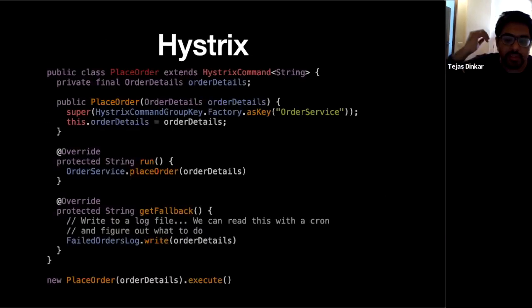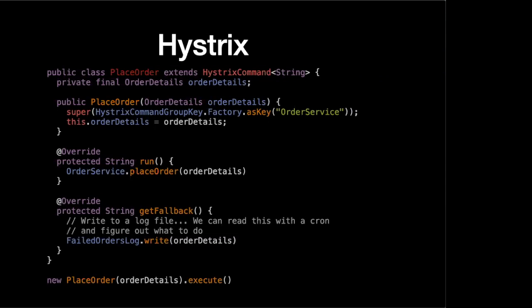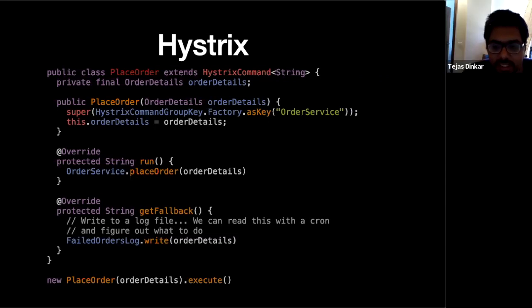And for a long time, the golden standard for this is a library called Hystrix. Hystrix is unfortunately Java only, but it comes from the team at Netflix. So let's look at this command. I have a very simple thing: a class called PlaceOrder, which extends my HystrixCommand. It's initialized with some order details, and it says that this is part of the order service command group.